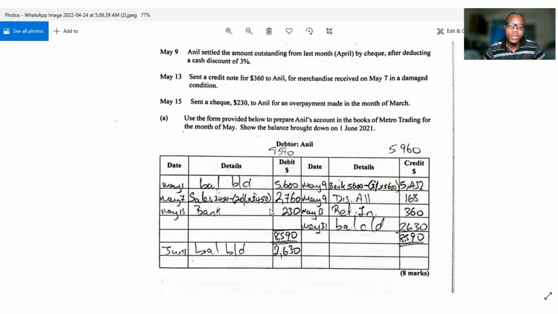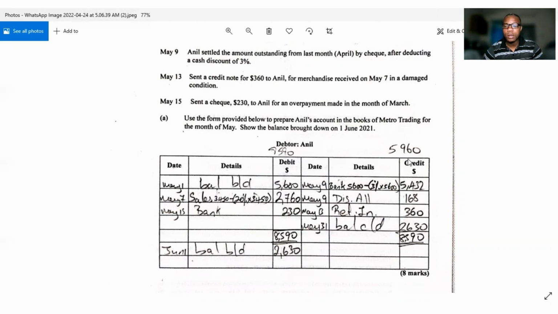And so what we're going to be doing is balancing off Anil's debtors account, right? How to balance off the account. If you don't know how to balance off the account, you can check out my double entry video. The link is in the description below. And so what we're going to do basically is add up both sides to get your total. This side adds up to 8,590, this side adds up to 5,960.